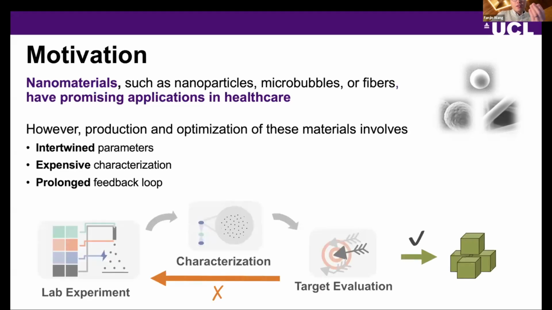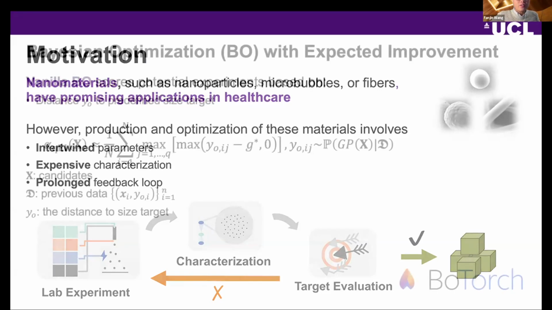So that's basically what we have entered in the lab. We start with lab experiment, we go to do some characterization, and we see if it fits our target or not. If it's lucky, you get it right, then you're done. But if you're not, you have to go back to the lab and do another round of experiment.